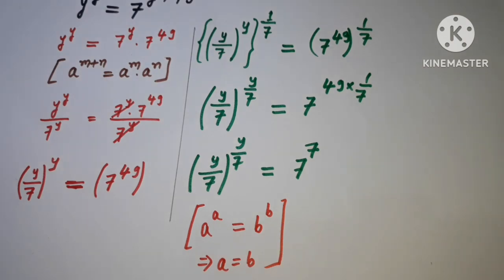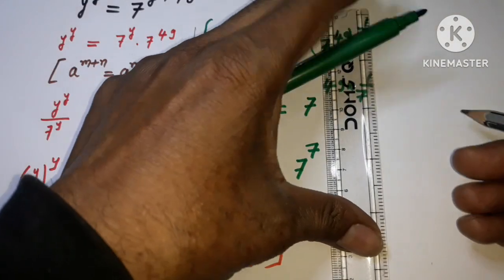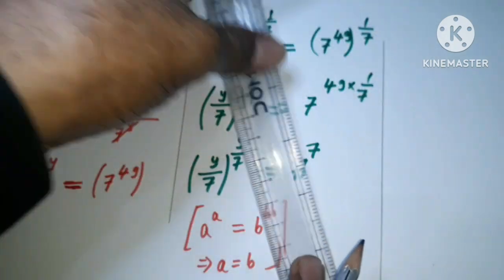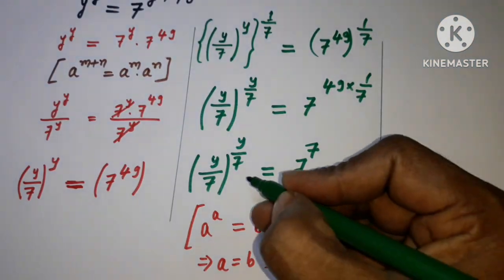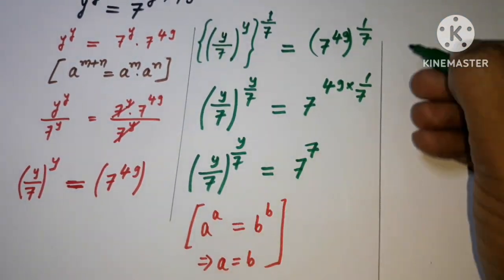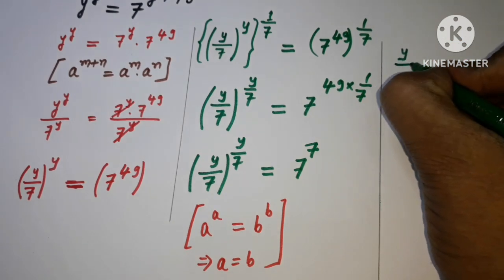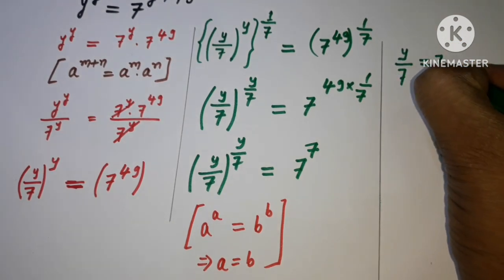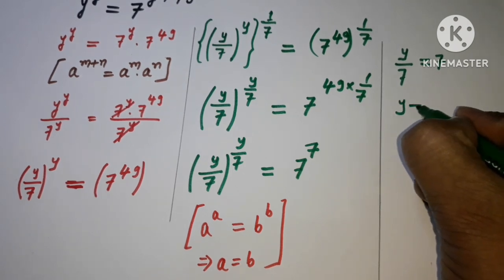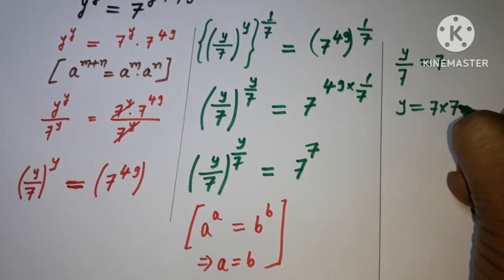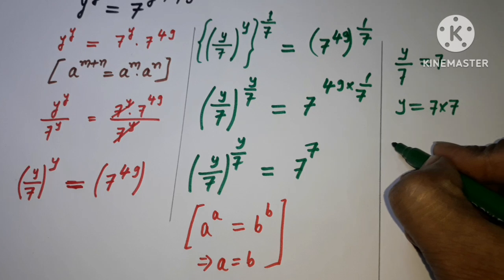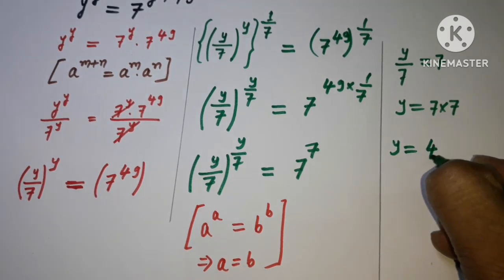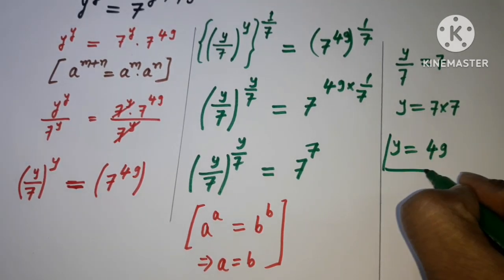By using this concept I can say that here the bases are the same, so y upon 7 should be equal to 7. So y equals 7 multiplied by 7, which gives 49. So 49 is our solution.